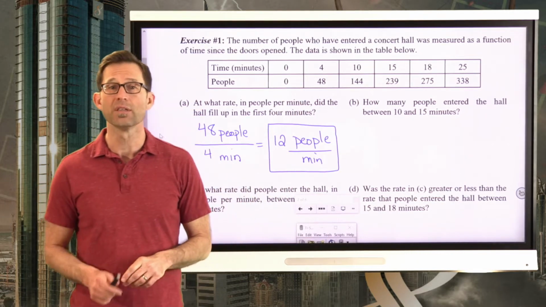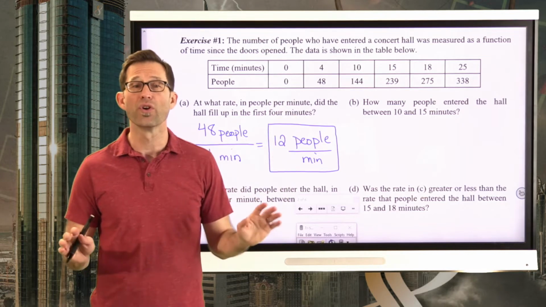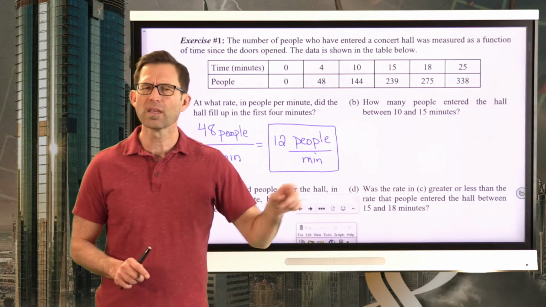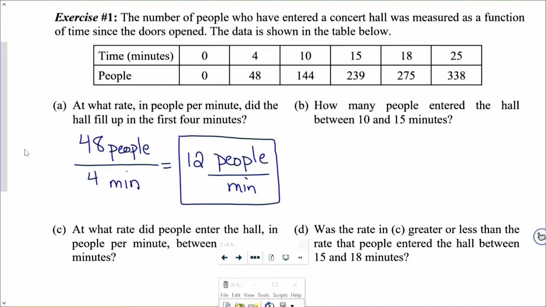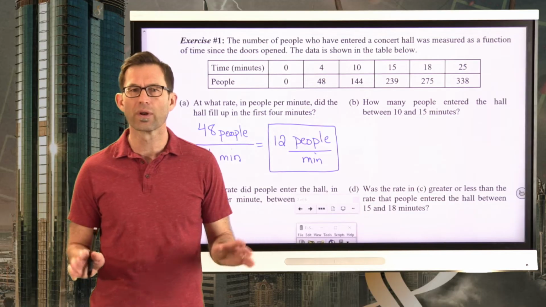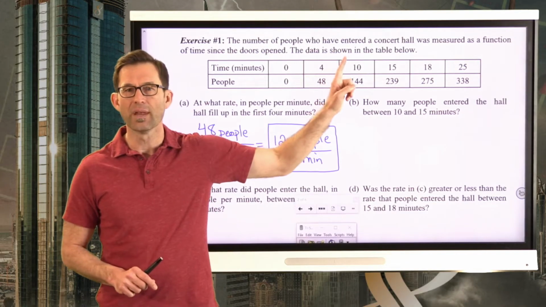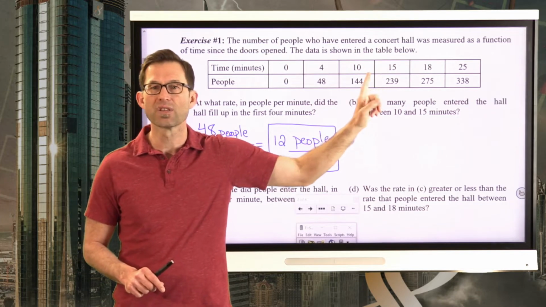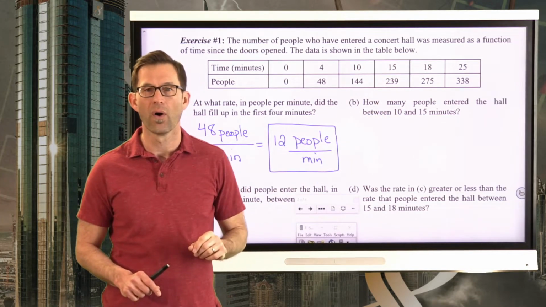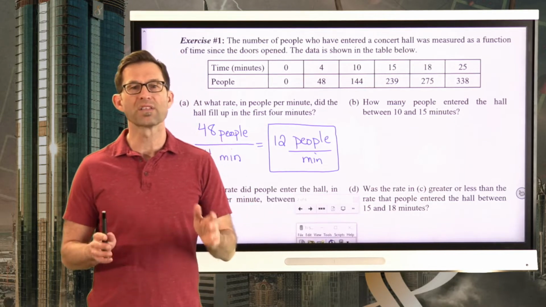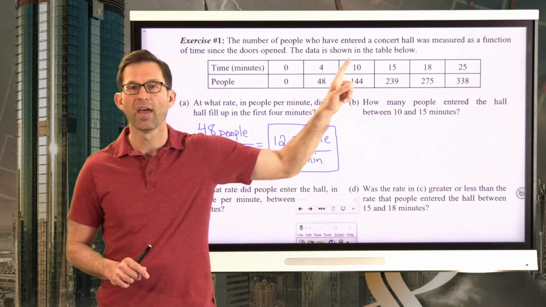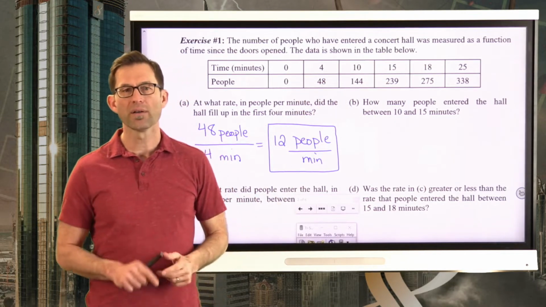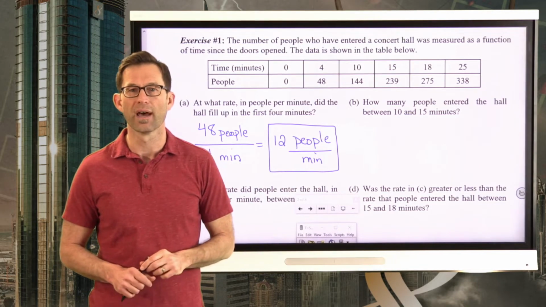Now that was pretty easy because at time 0, there were no people in the room. But let's take a look at letter B. How many people entered the hall between 10 and 15 minutes? Now this is actually kind of a critical issue, right? At 10 minutes, there were 144 people in the hall. At 15 minutes, there were 239 people in the hall. So how many people must have entered the hall between 10 and 15 minutes? Pause the video now and see if you can figure that out.